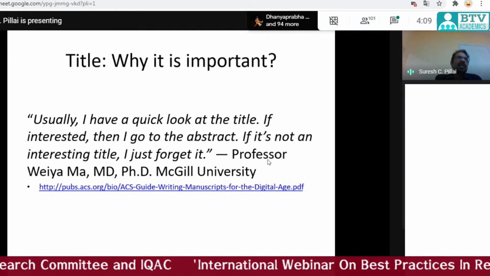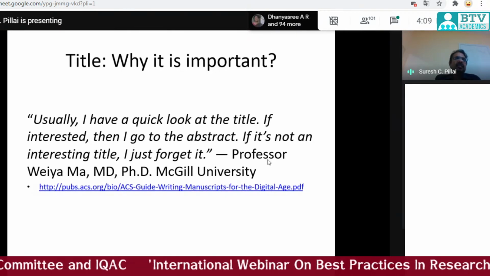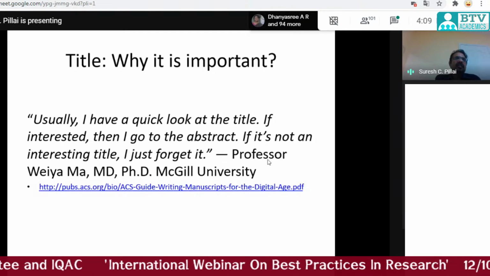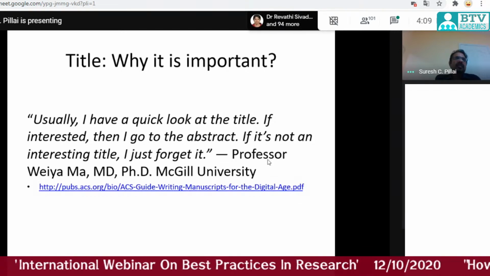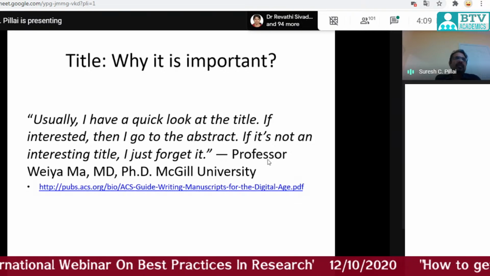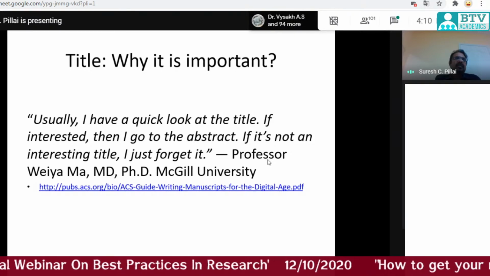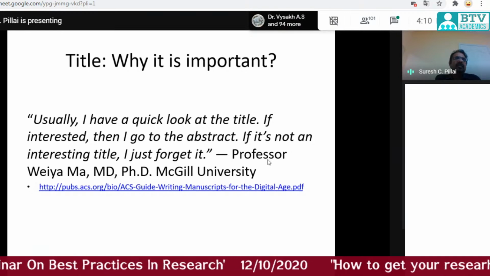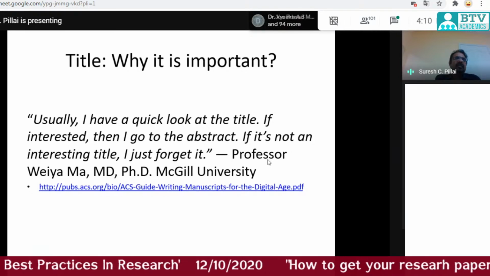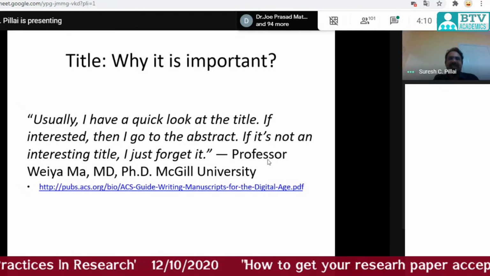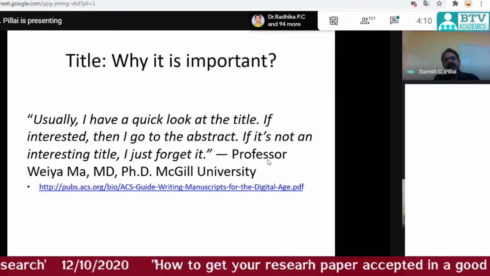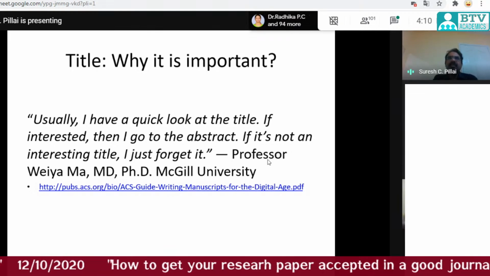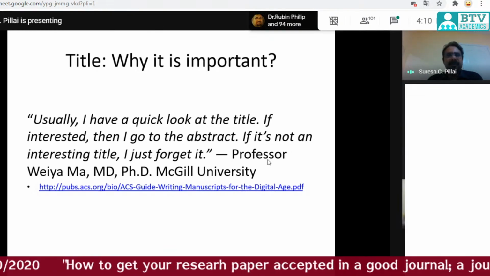Why is the title important? Because editors first read the title. As an editor, that's the first thing I read. Then I go to the abstract. And also the readers. How would you select papers? If you are doing your literature search, how would you select your paper? By reading the title first, isn't it? So the title is very, very important. It's probably the most important part of the paper.